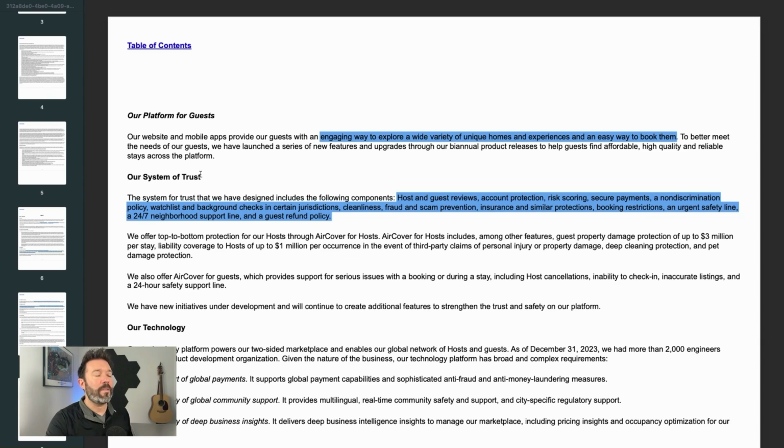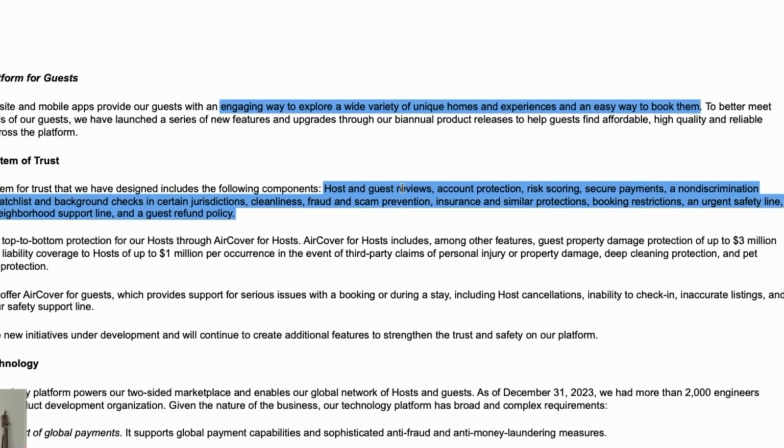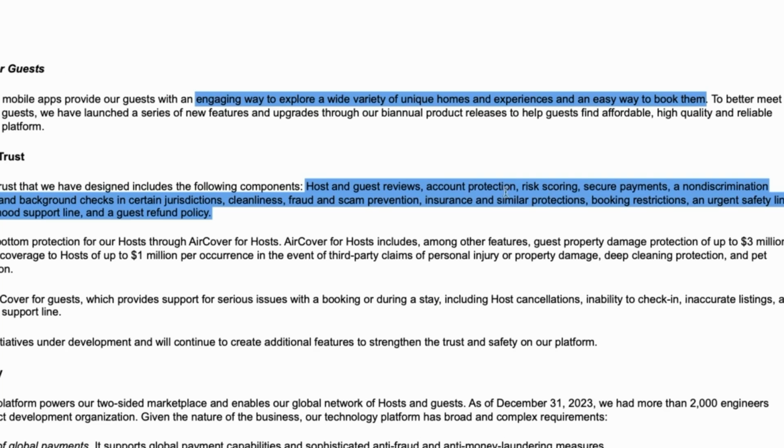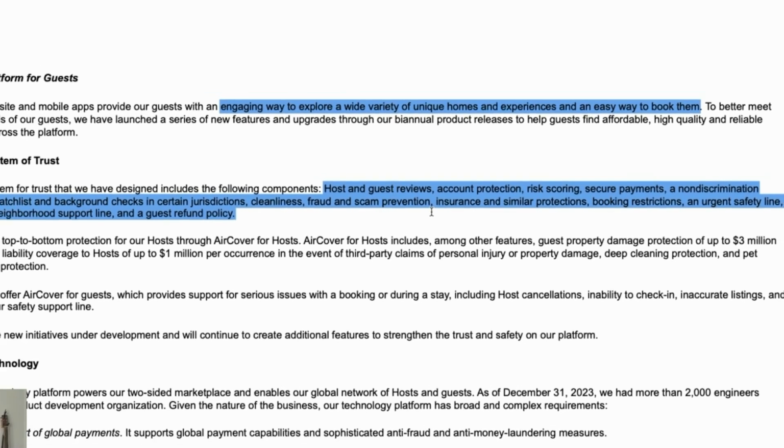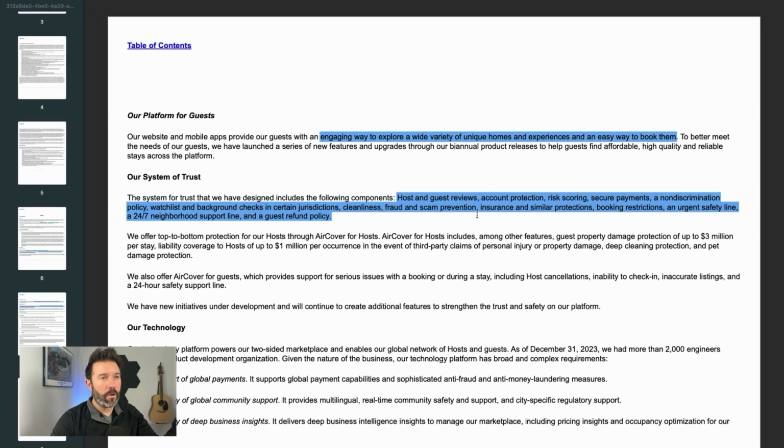Our system of trust, again, this is really how Airbnb was built, is how do you know that an Airbnb is going to be safe, that you can be able to go stay in an extra room in somebody's house? Well, this is the trust that has been built over time. So they have things like host and guest reviews, account protection, risk scoring, insurance, booking restrictions, all kinds of things. And you can criticize the execution of any of these things, but again, these are the pieces that management says is key to the business.